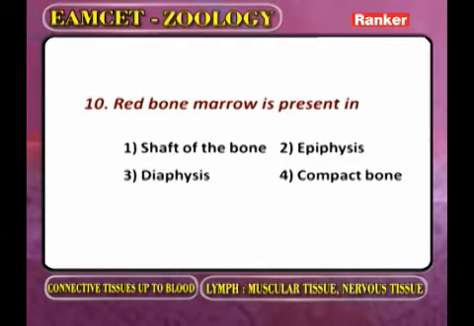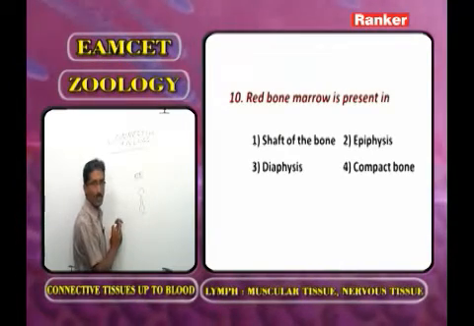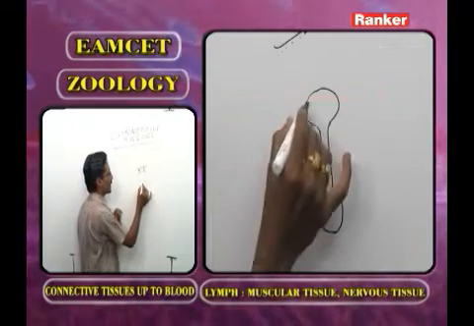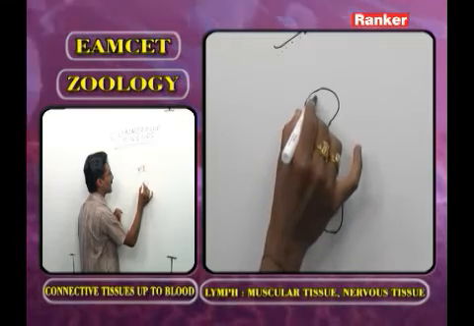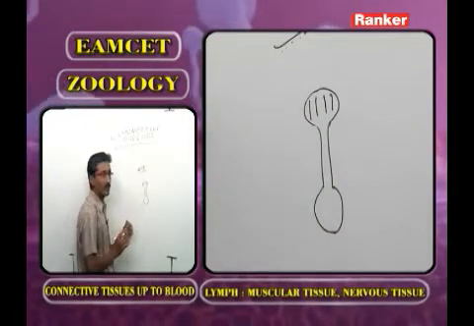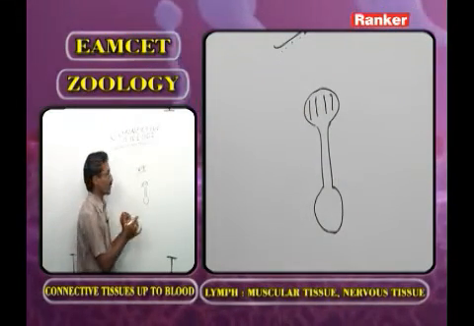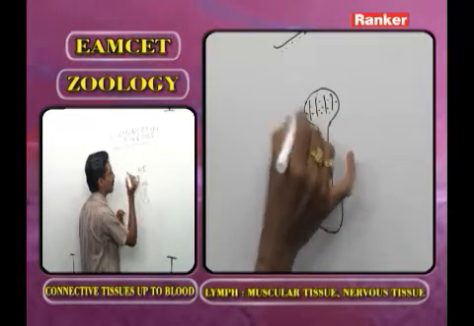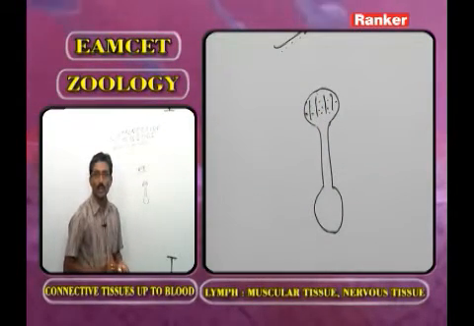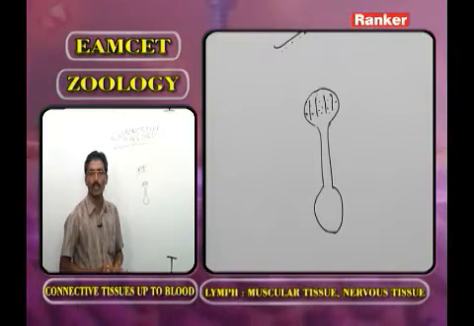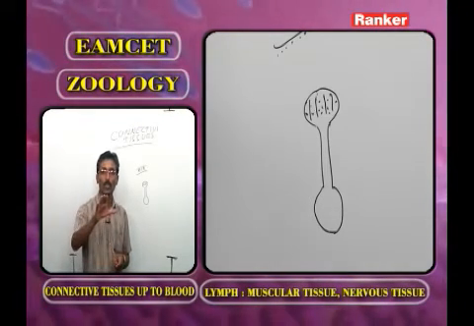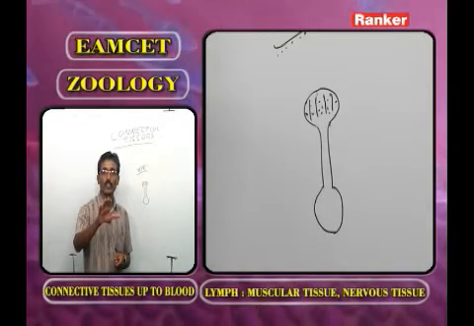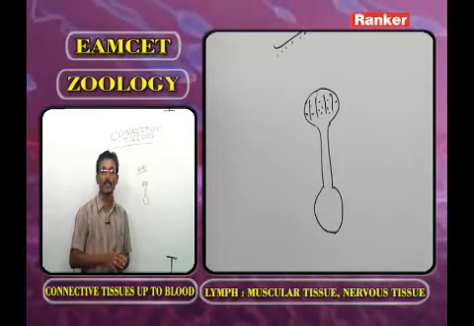Red bone marrow is present in. Now as we observe the long bone, this part we call epiphysis. In the epiphysis, the matrix is arranged in the form of ridges. They are called trabeculae. Between the trabeculae, what is present? The hemopoietic tissue. Such hemopoietic tissue we call red bone marrow. Why is it called red bone marrow? Here the hemopoietic tissue produces all varieties of blood cells.